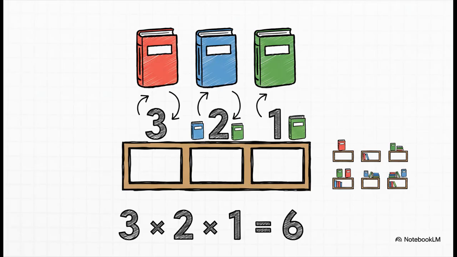Imagine you have 3 different books. How many ways can you line them up on a shelf? Well, for the first spot, you have 3 choices, right? Once you've placed one, you only have 2 choices left for the second spot, and then for the final spot, you've only got 1 book left. That's 3 times 2 times 1, or 3 factorial, which gives us 6 possible arrangements. The factorial gets us the answer instantly.